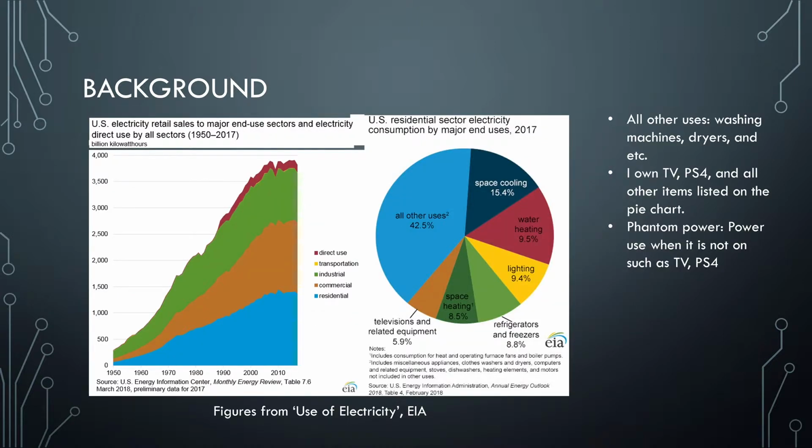As you can see on the left side, the energy consumption has been increasing annually, mostly for residential energy. Most of the sources are from space cooling, water heating, and all other uses. All other uses include washing machines, dryers, TV, PS4, and all other items listed in the pie chart on the right side.